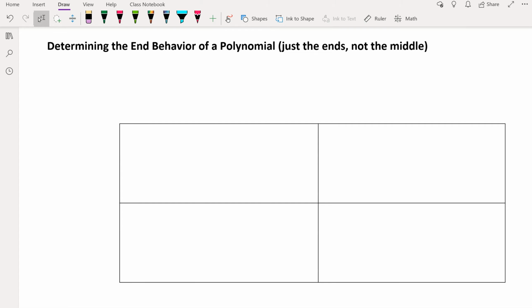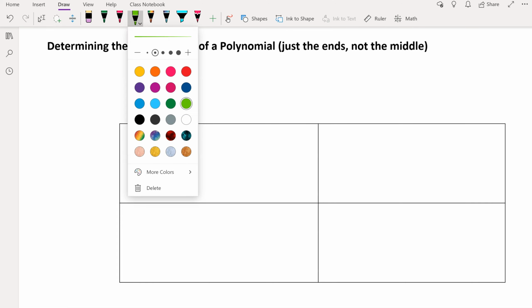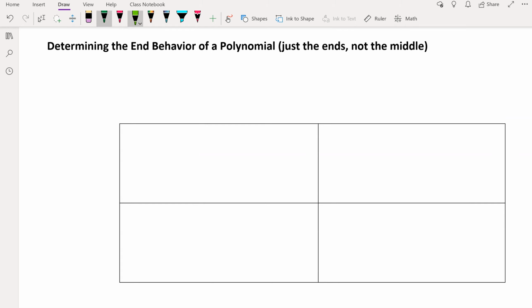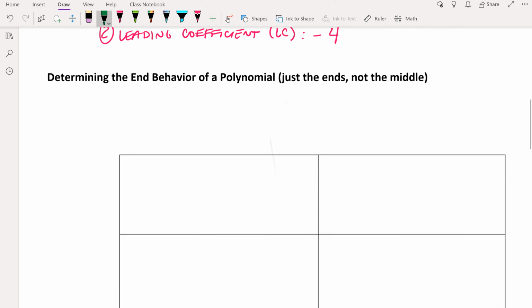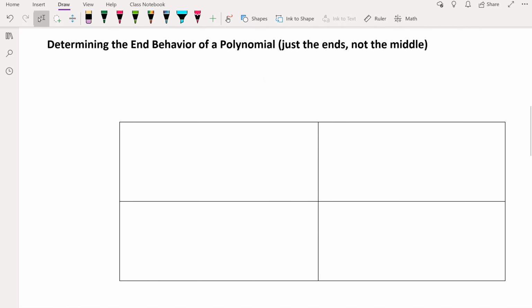Determining the end behavior of a polynomial, just the ends, not the middle. What are the ends of a function doing? Draw this box. It needs to take up your entire page. All right, here we go. So we're going to write on top of the box, we're going to write degree. So up here, above it, kind of, this top side is going to represent the degree, and then the left side is going to represent the leading coefficient.